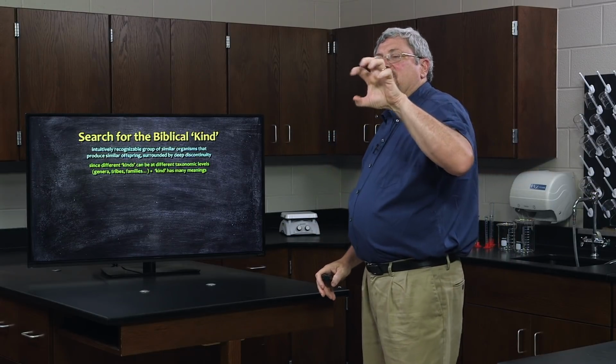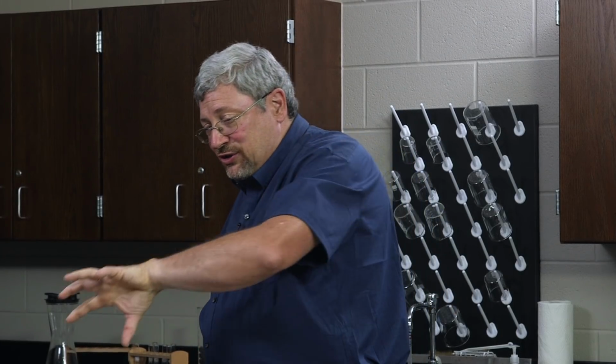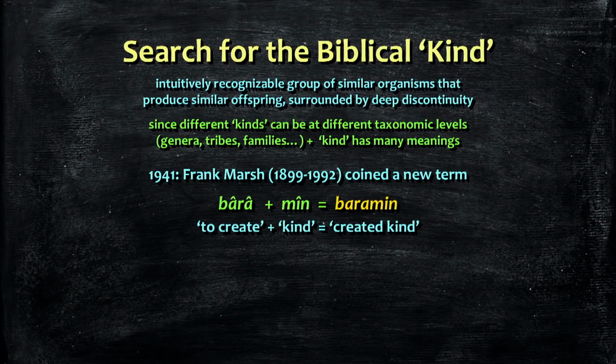So we can't just grab on and say, family equals kind, nor should we just call kinds kinds, because that would be confusing. So what happened is Frank Marsh, a creationist who lived through most of the 20th century, suggested in 1941 a new name for the created kind, a kind of technical name. We would use it in biology to refer to a created kind.